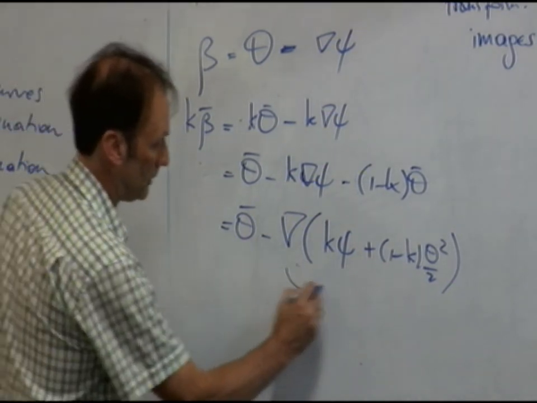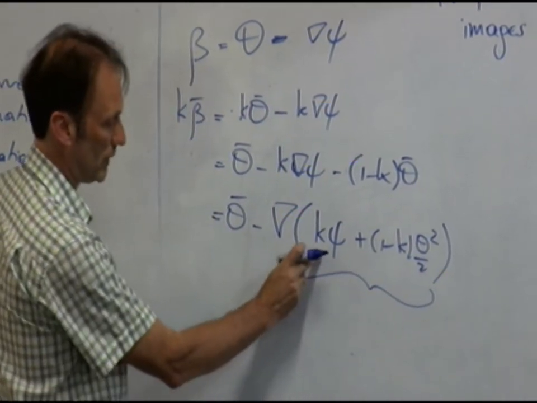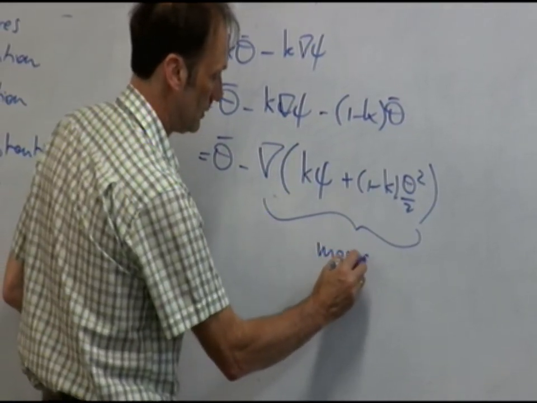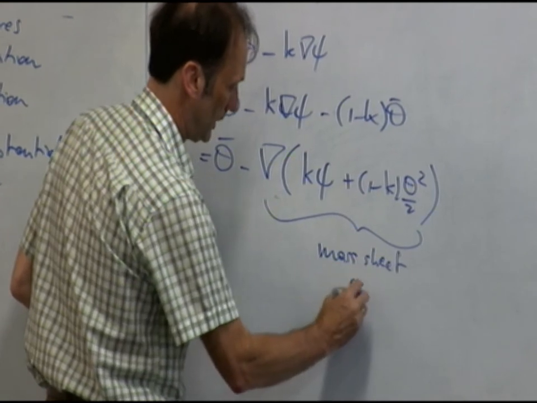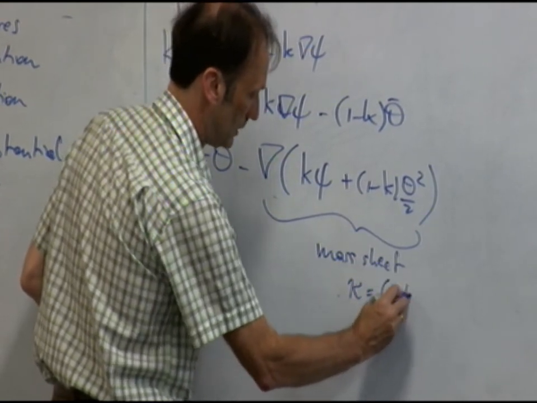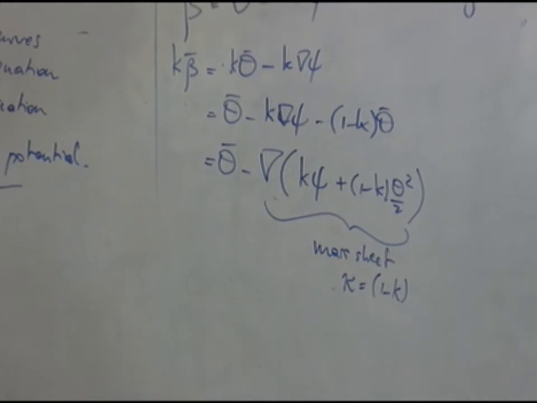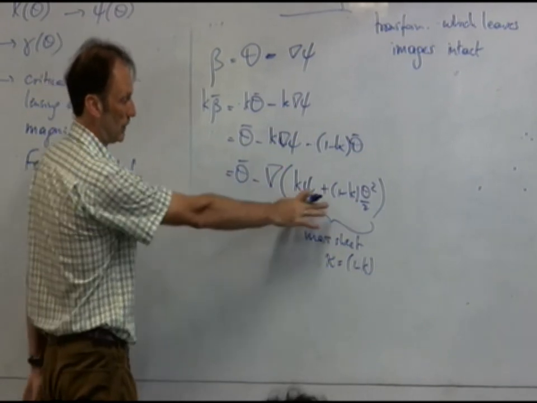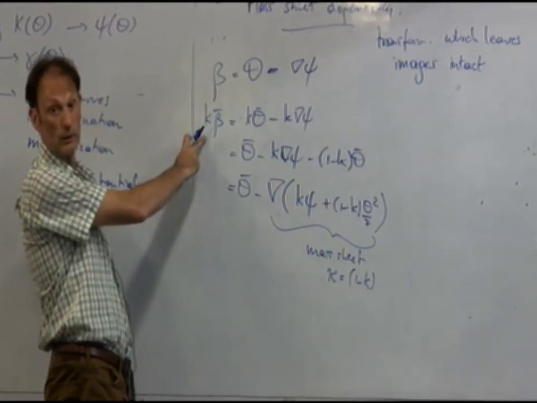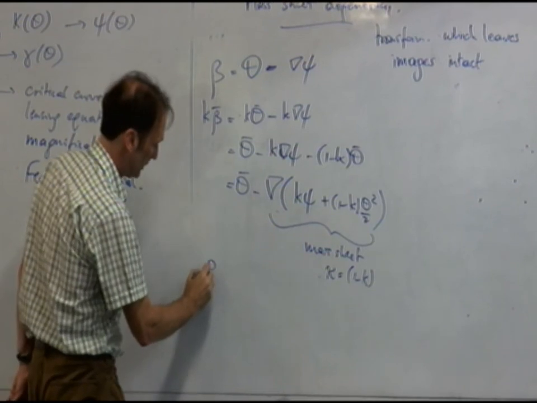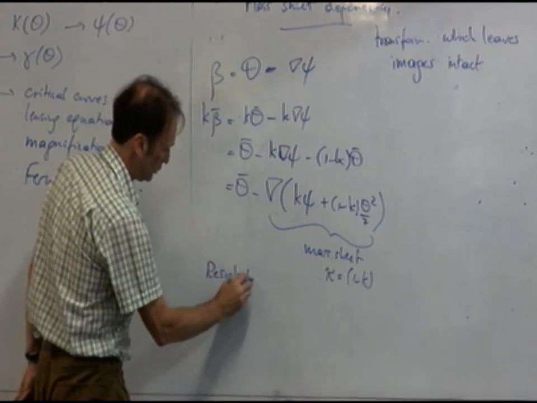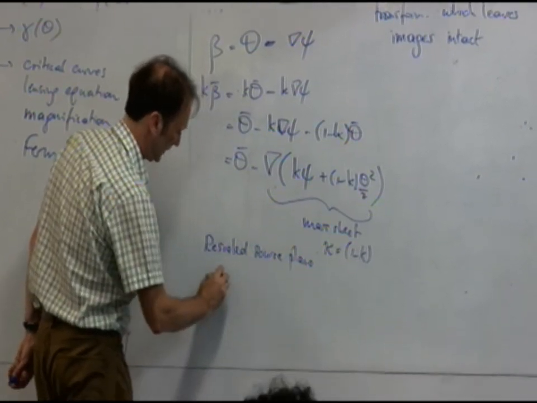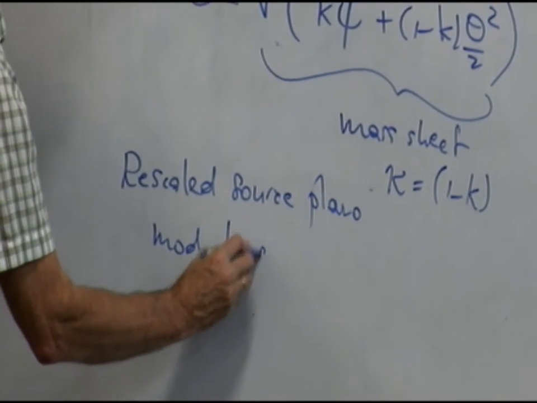So this new potential here is the old potential scaled by a certain factor plus something which is what's called a mass sheet. Because if you work it out, it has a surface density which is constant everywhere. It's just 1 minus kappa. And so all I've done is I've changed the potential by a certain amount and I've changed the source position by a certain amount. So what I've done is rescaled the source plane and modified the lens plane.